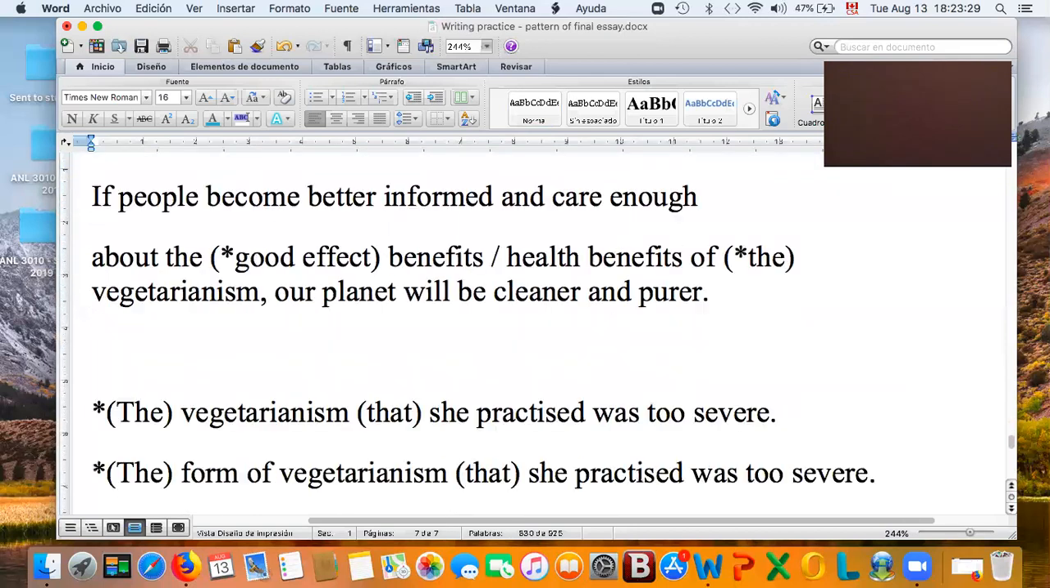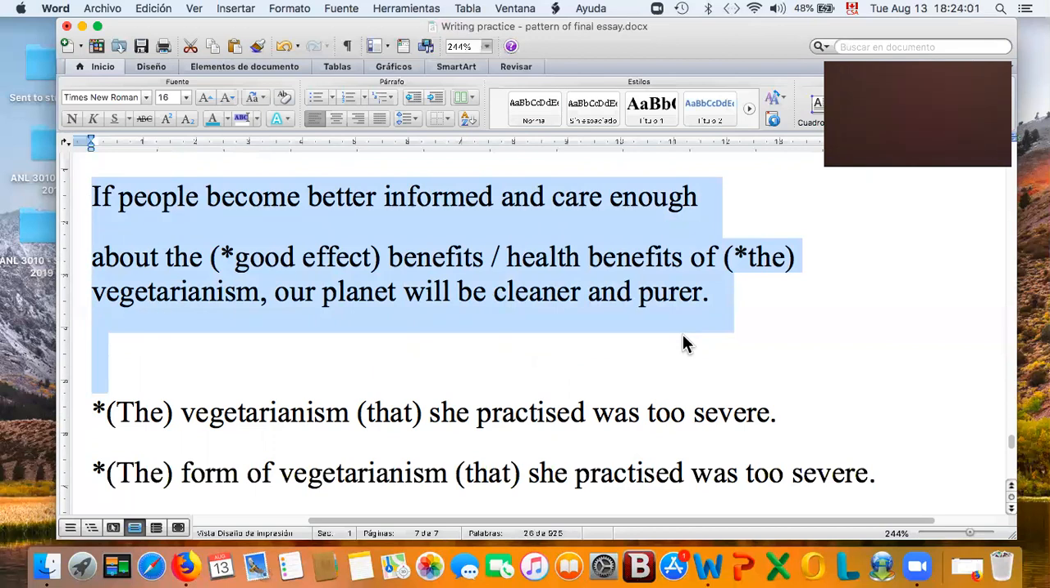Okay. All right, so she says, if people become better informed and care enough about the benefits of vegetarianism, our planet will be cleaner and purer. Okay, if people become, simple present, our planet will. So this obviously is an example of the real conditional.